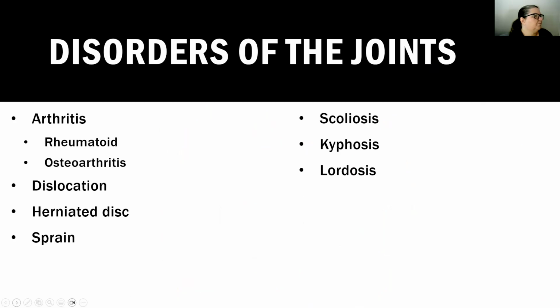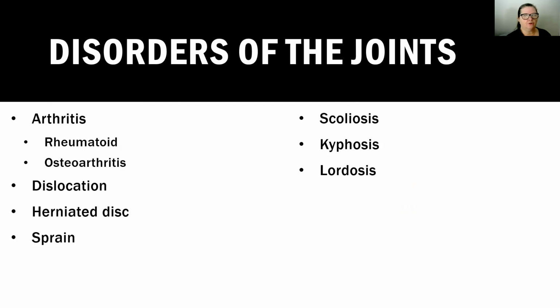Okay. Let's talk about disorders of the joints. So some disorders can be arthritis or arthritic in nature, which is basically just an inflammation of the joint. There's a couple different types of arthritis. There's rheumatoid arthritis and there's osteoarthritis. There's also one called psoriatic arthritis that's brought on by psoriasis. But rheumatoid and osteo are probably the most commonly known, but they are very, very different.